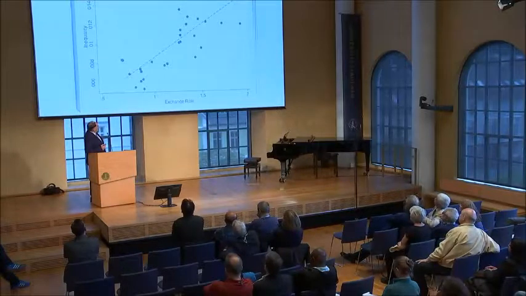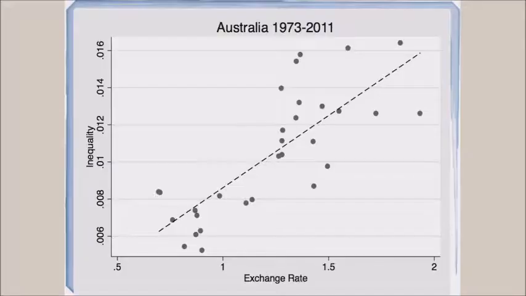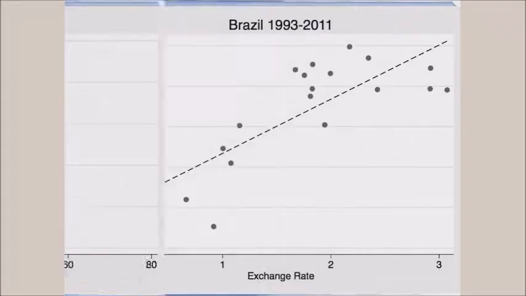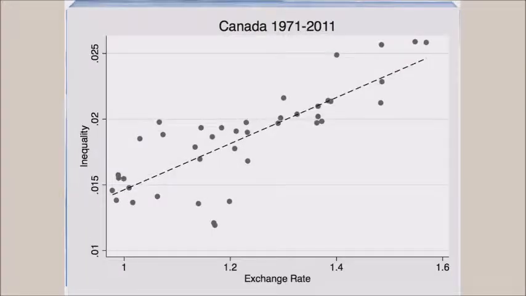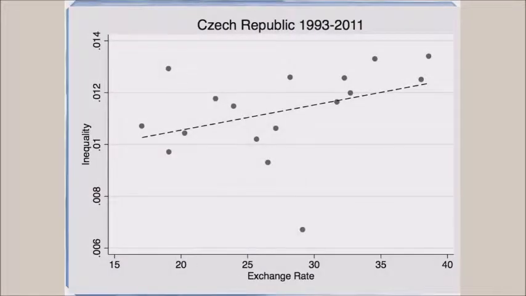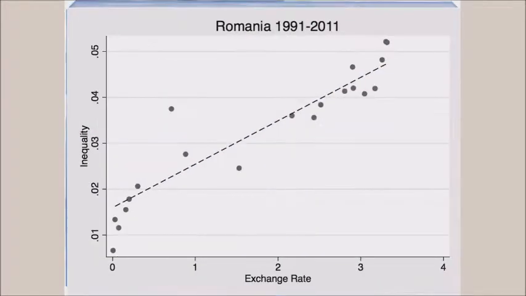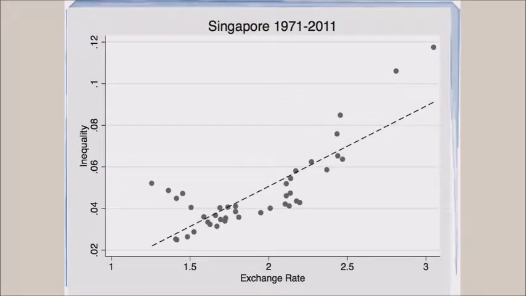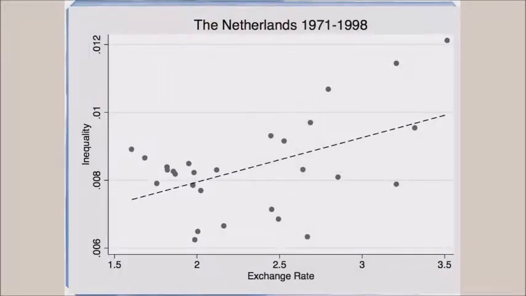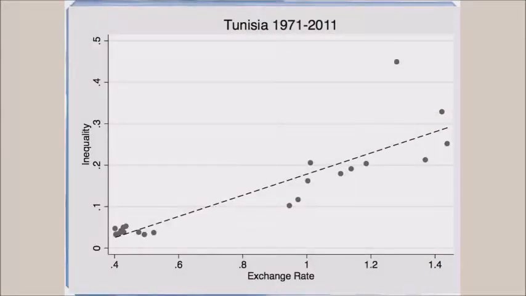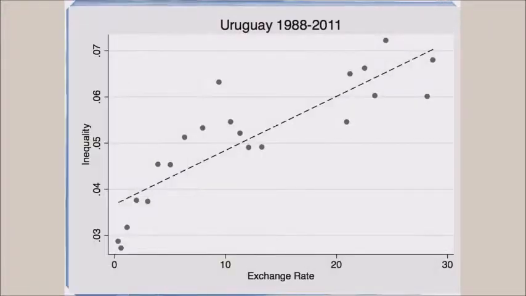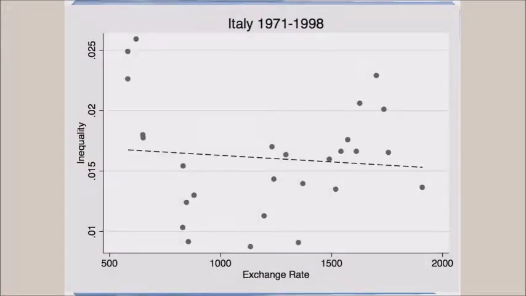I'll just go through a series of countries in alphabetical order. An upward sloping line is, let's say, support of our hypothesis. So there's Bangladesh, there's Brazil, there's Cameroon, there's Canada, there's China, there's Czech Republic, there's Hungary, there's India, there's Ireland, there's Mexico, there's Peru. Particularly the smaller developing countries, Romania, this relationship is just exceptionally strong. There's Singapore. There's the Netherlands. Okay, it's not so strong for the Netherlands, but that's a dollar exchange rate. And there's Tunisia, and that's before the euro, of course, Turkey, Uruguay.